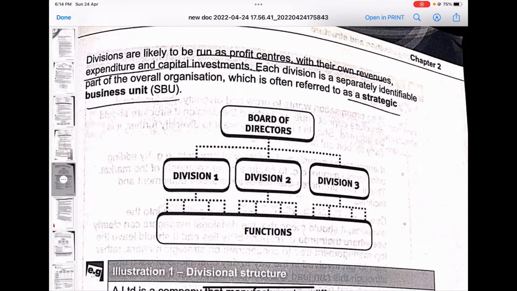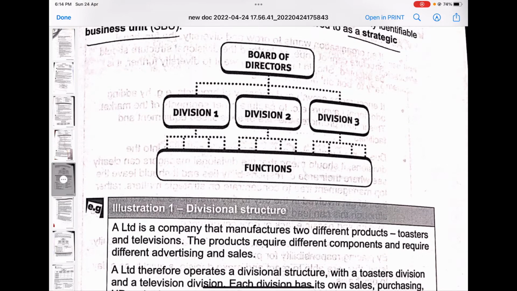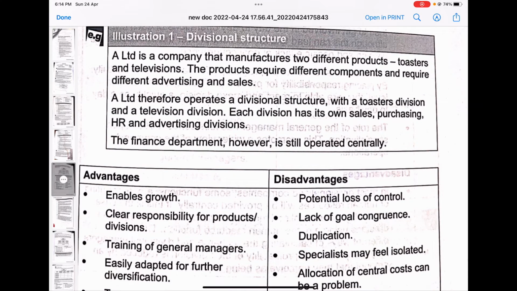And moving on, I think it's very clear that in divisional structure or product structure, each division is a separately identifiable part of an overall organization, which is often referred to as a strategic business unit. So we have the board of directors, and we have division 1, which is product 1, division 2, which is product 2, and division 3, and we have functions. So then we have divisional structure.